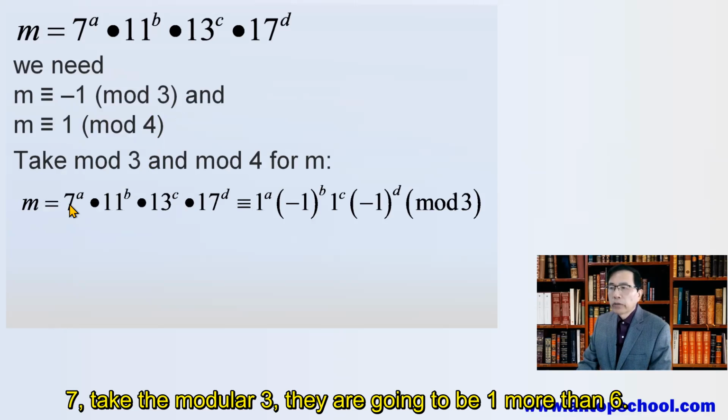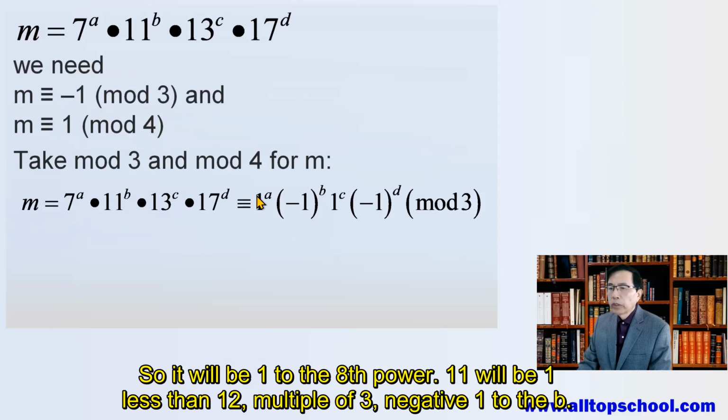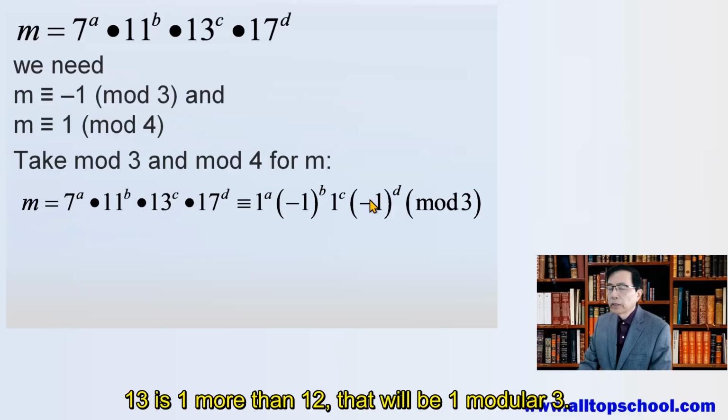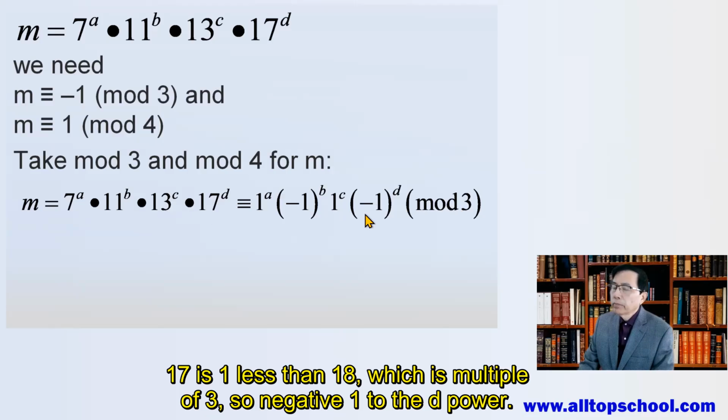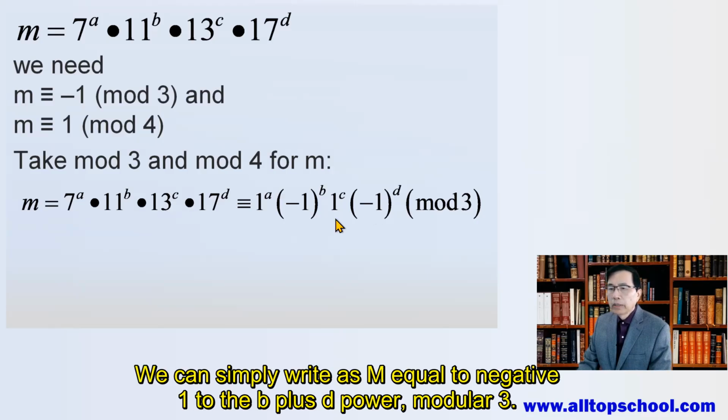7, take the modulo 3, is 1 more than 6, so it will be 1 to the a power. 11 is 1 less than 12, a multiple of 3, so -1 to the b. 13 is 1 more than 12, so that will be 1 modulo 3. 17 is 1 less than 18, which is a multiple of 3, so -1 to the d power. We can simply write m equal to -1 to the b plus d power, modulo 3.